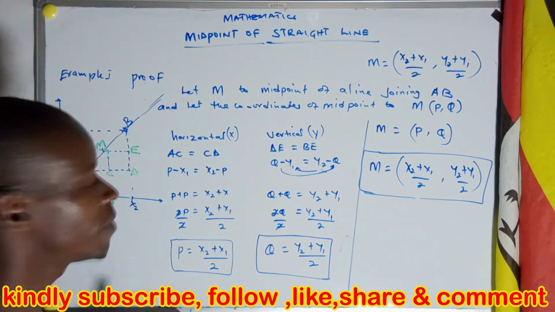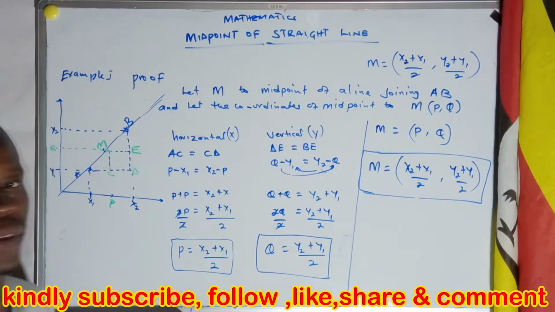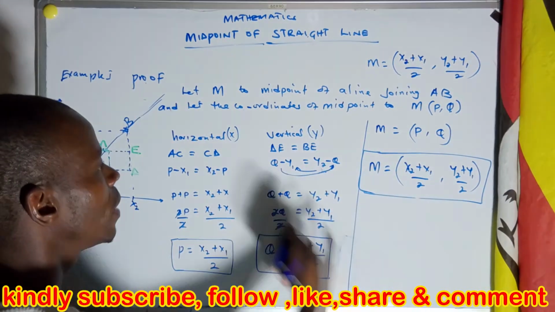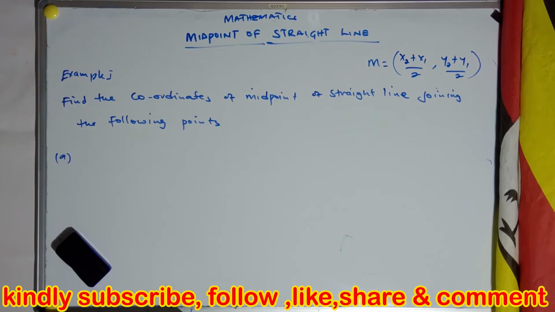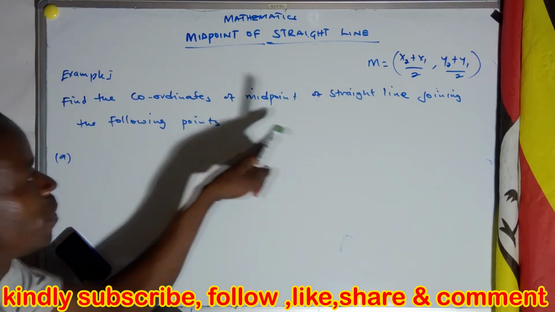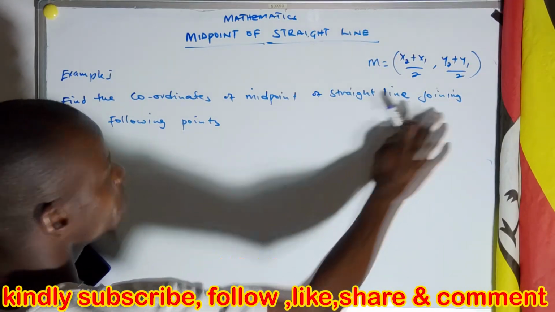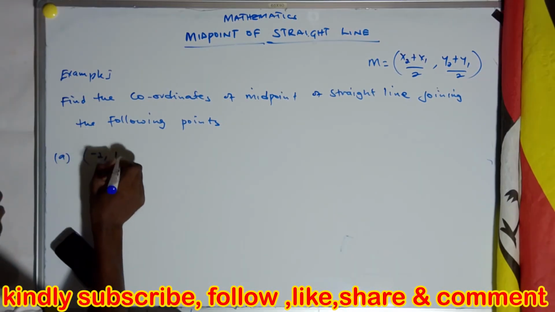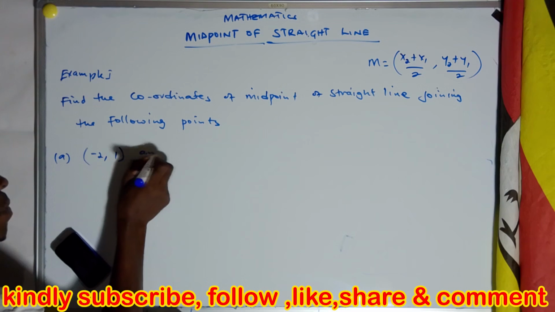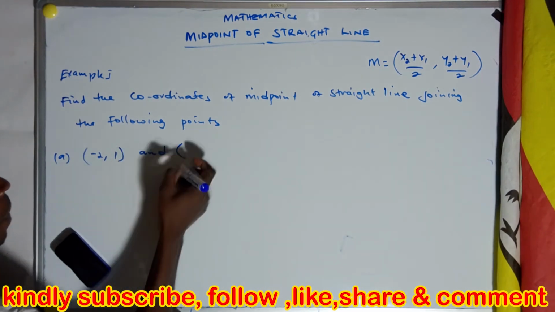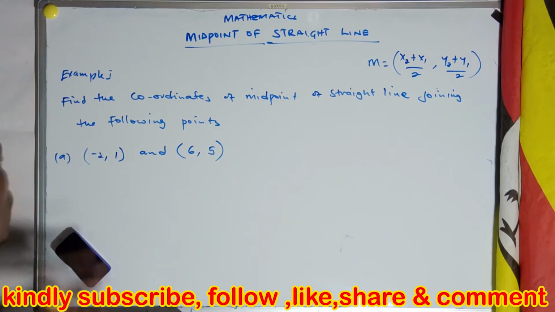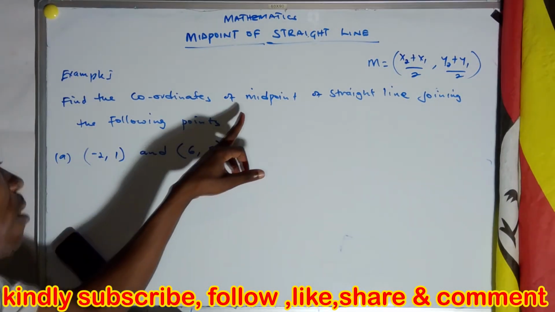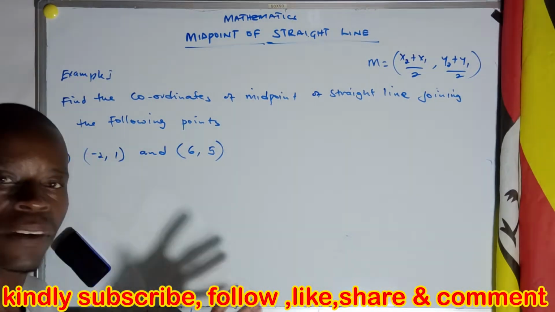Let's move to the example and see how to use this formula to find the coordinates of midpoint. Find the coordinates of midpoint of a straight line joining the following points: -2 and 1, then 6 and 5. We are going to look for the coordinates of midpoint.